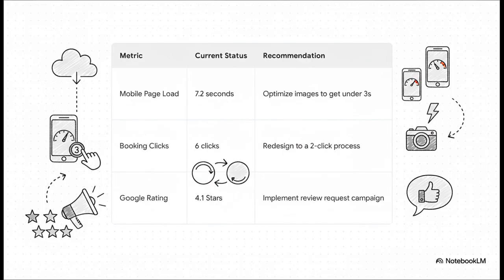And here's what actionable actually looks like in the real world. A good report doesn't just say, your website is slow. It says, your mobile page loads in 7.2 seconds. We need to get that under 3 seconds by optimizing your images. See the difference? It turns a fuzzy problem into a concrete, solvable plan.